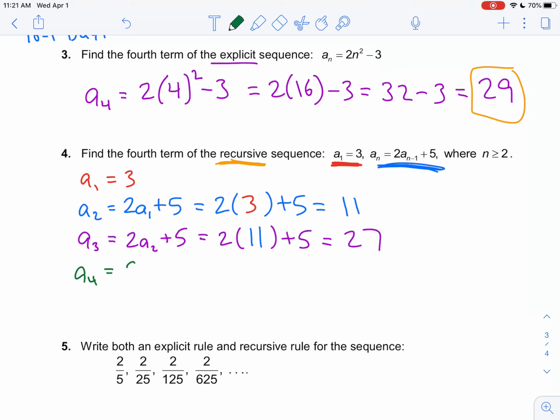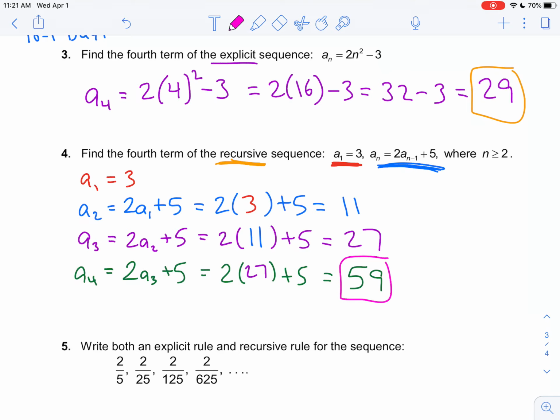And so that's 2 times the previous term, which was the third term, plus 5. So 2 times some input plus 5. And I'm going to go purple because the input was 27. And so now that gives us 54 plus 5 is 59. And there is the final answer for that one.